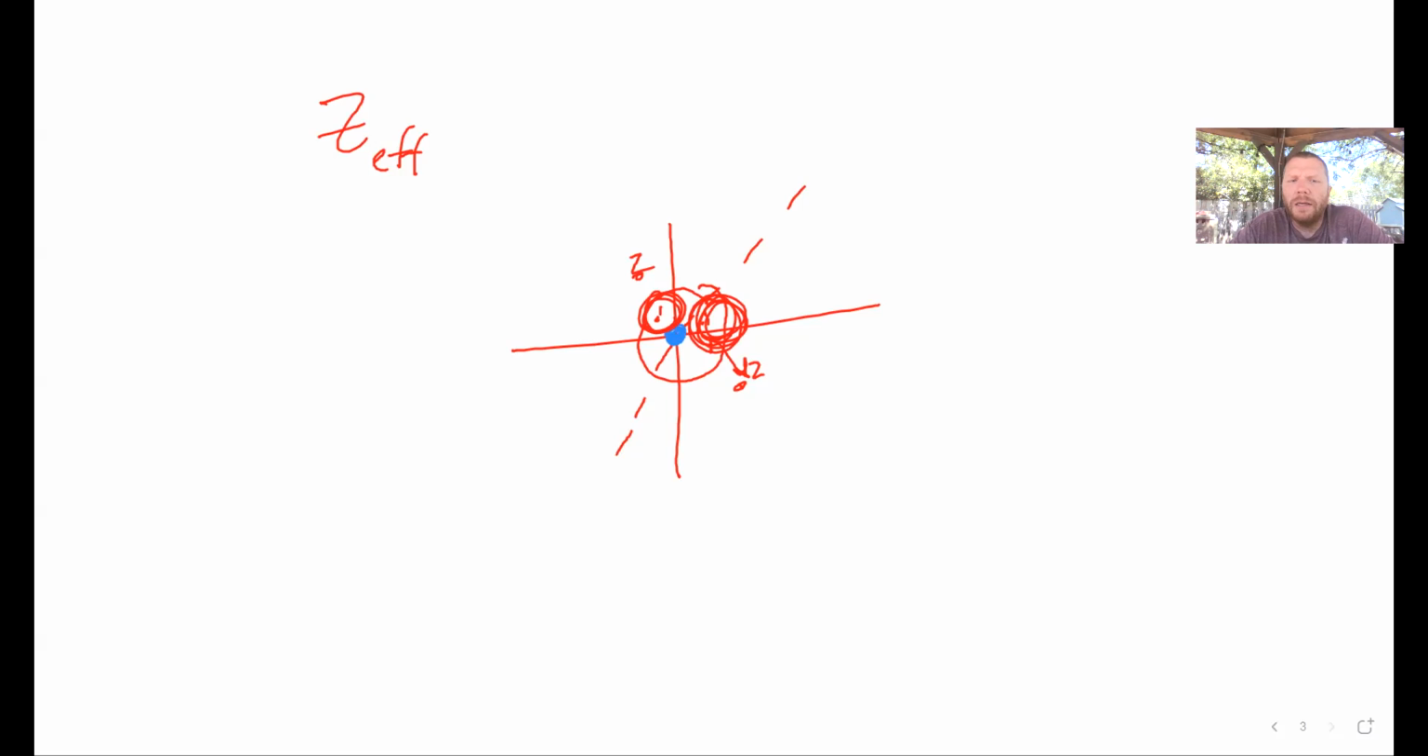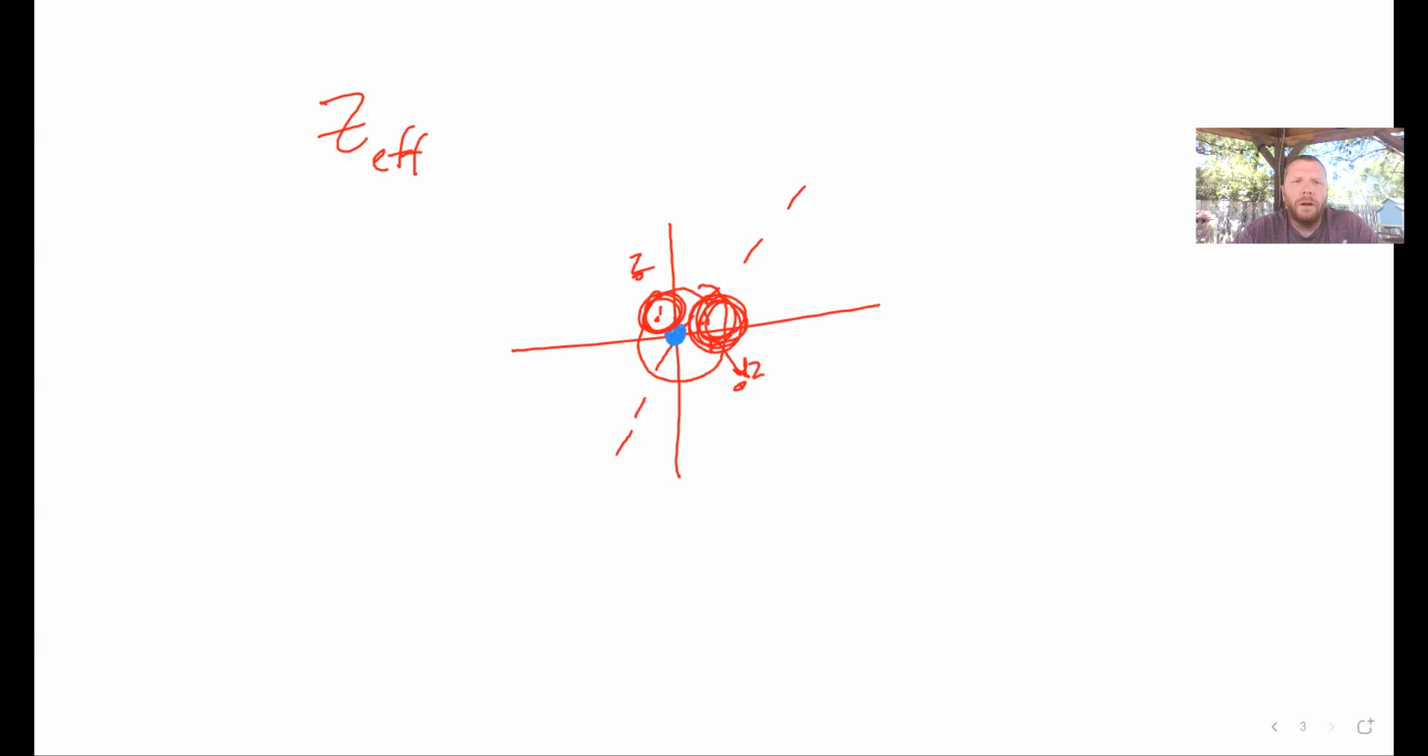A 1s electron in a beryllium atom has a smaller ZEFF, or Z effective nuclear charge, than a 1s electron in a lithium atom. Okay, so what's our difference between those? The difference is that beryllium is going to have a couple more protons than a lithium atom, and so it's going to have a greater charge. So that would be a false statement.